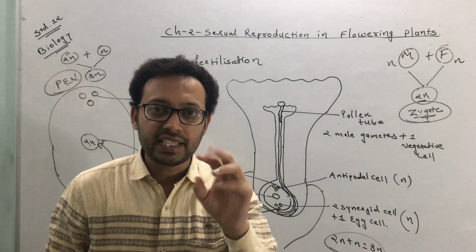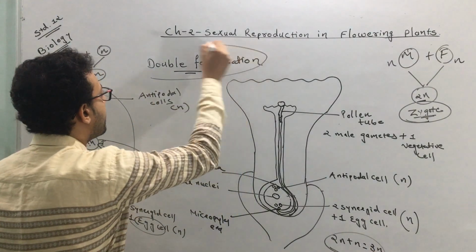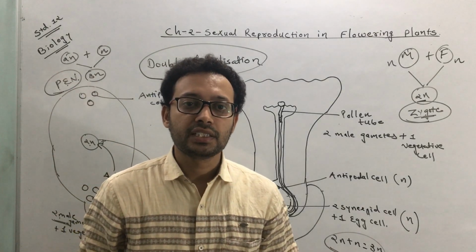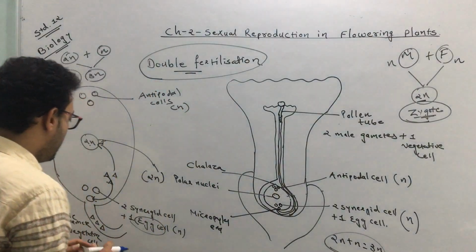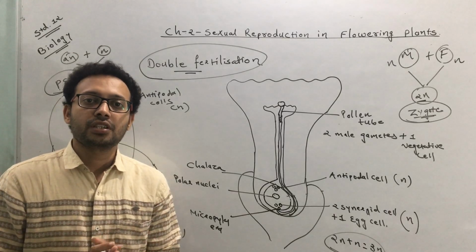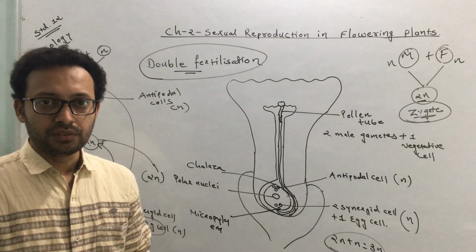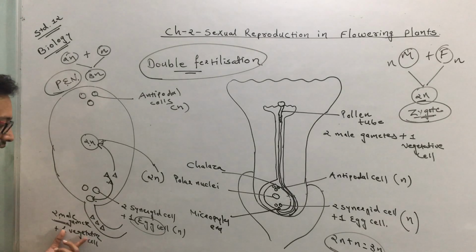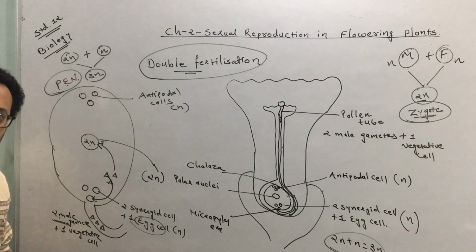Okay, so here the fertilization fusion occurs 2 times. So that's why this is called double fertilization. What is it called? Double fertilization. Clear? So that is double fertilization. I again repeat why it is called double fertilization. Double fertilization is observed in angiosperms or flowering plants. In one case, the pollen tube contains 2 male gametes and 1 vegetative cell. These male gametes and vegetative cells are released into the embryo sac.